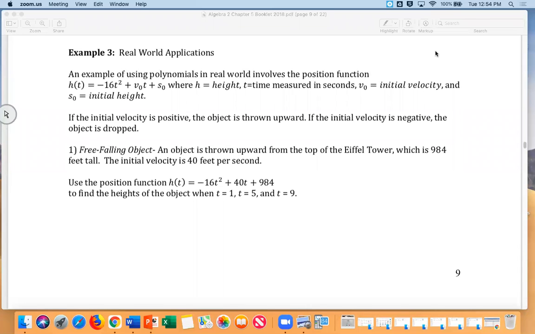This is 5.2, part 2. Just kind of recapping and finishing off the adding and subtracting polynomials.